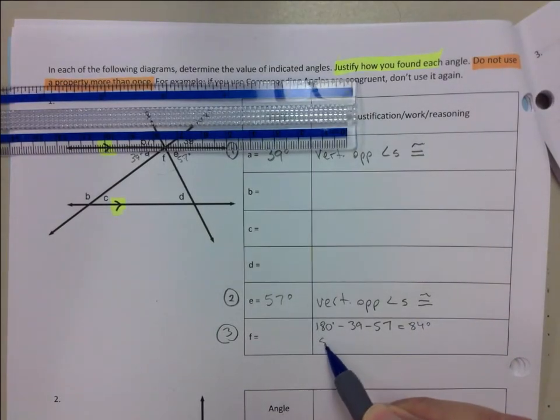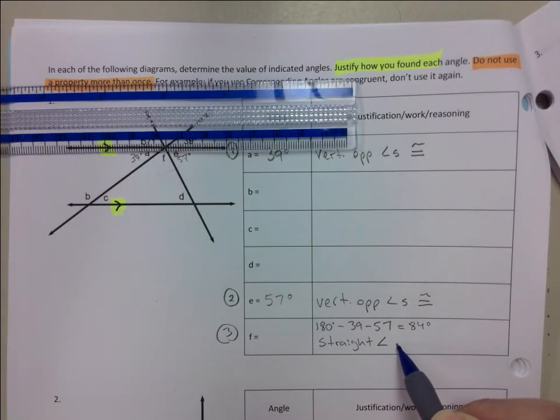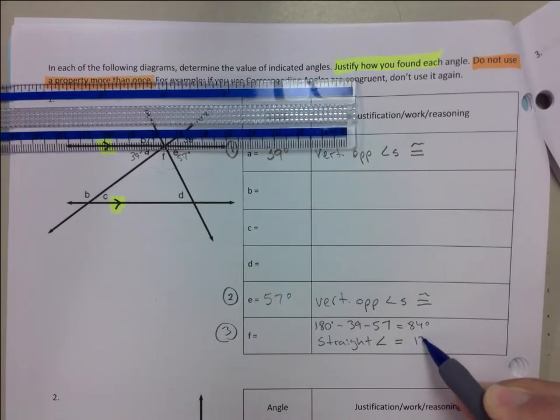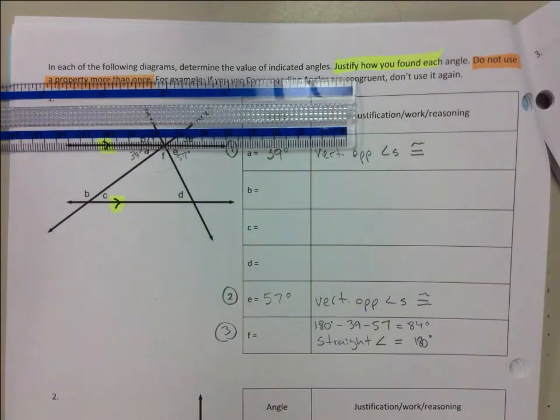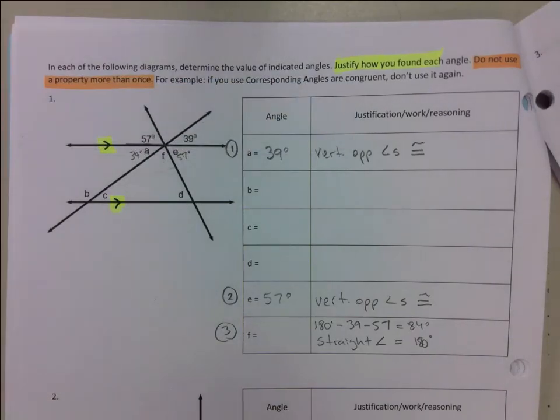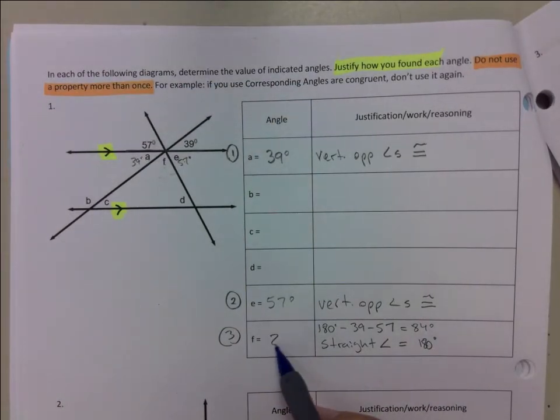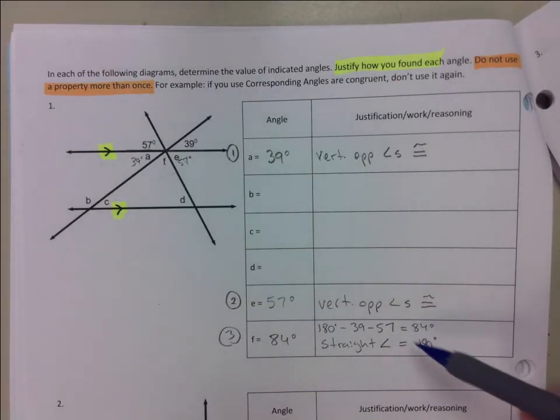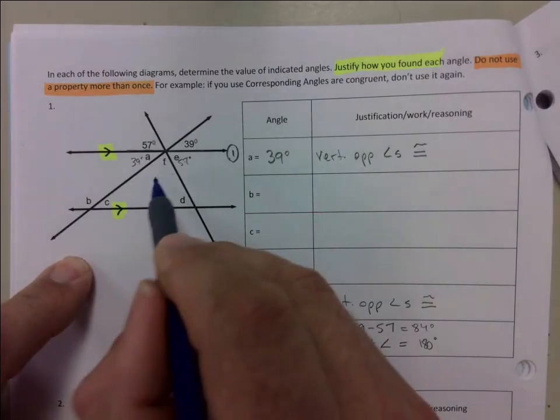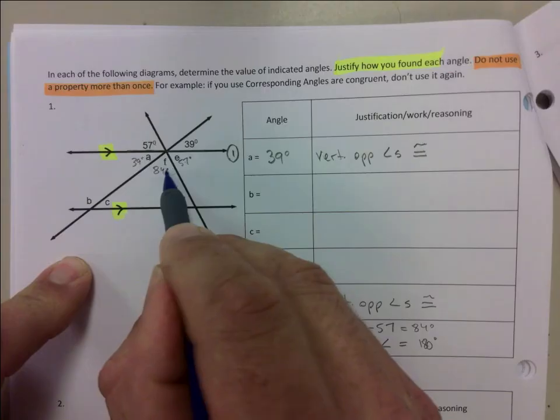And I'm going to use straight angle is equal to 180 degrees. And I put 84 in here as well. So in the justification, you can do a bunch of things. You can do some math, but I'm curious about the property that you've used. Okay, so let's put this in here as well, 84, we got that.